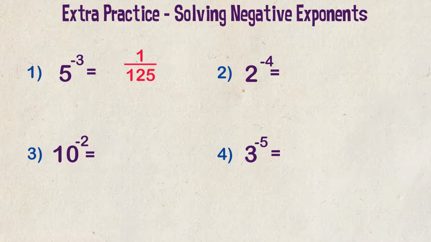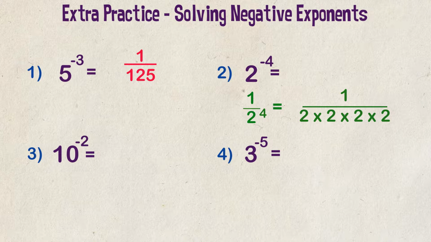Example 2. Solve 2 to the negative fourth power. We start out turning 2 into its reciprocal of 1 over 2. We bring down the exponent of 4 and change it from negative to positive. Then we solve for 1 over 2 to the fourth power, which is 1 over 16.